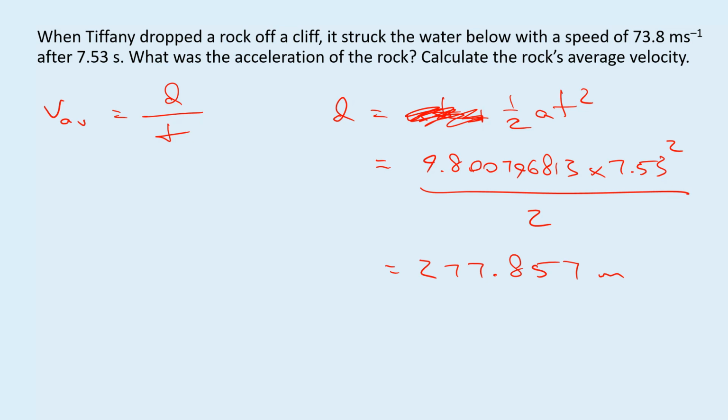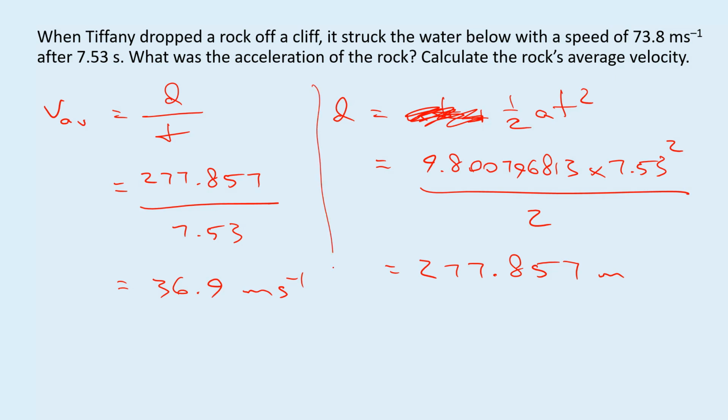Now that didn't actually answer the question that we need to find, but it did find us the height that the rock fell. So now we can come back to our average velocity equation, because now we know what d is. We just determined that. So now we can put that number in, 277.857, and divide that, of course, by the time taken for the rock to fall to the water. What was that? 7.53. And that comes out with an average velocity of 36.9 meters per second. So there we go. Now we've answered the second part of the question. It's just that we kind of had to go off to the side and work out what the displacement was first, how far the rock actually fell.